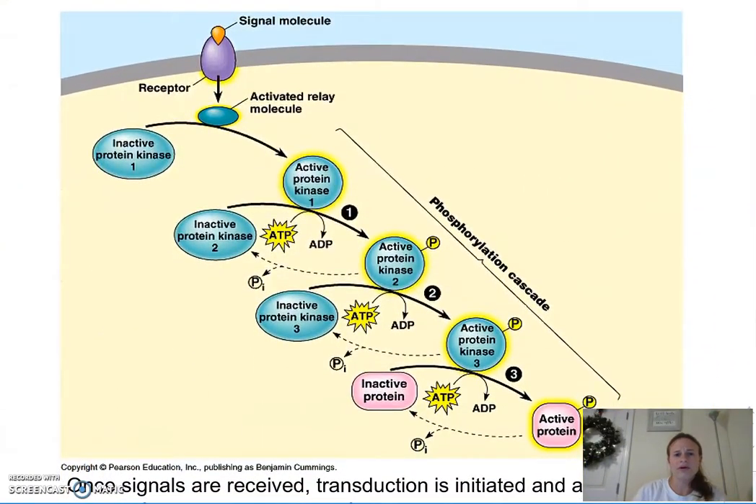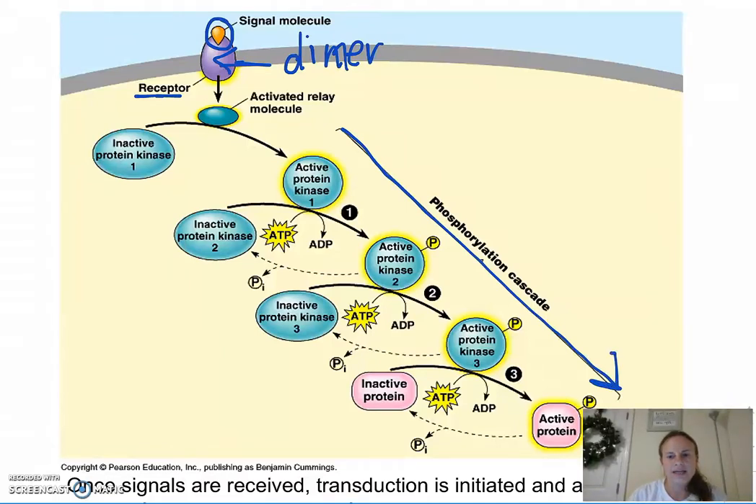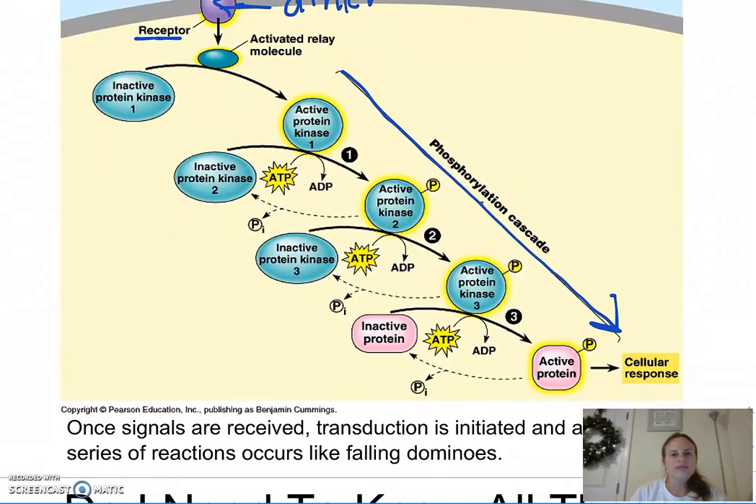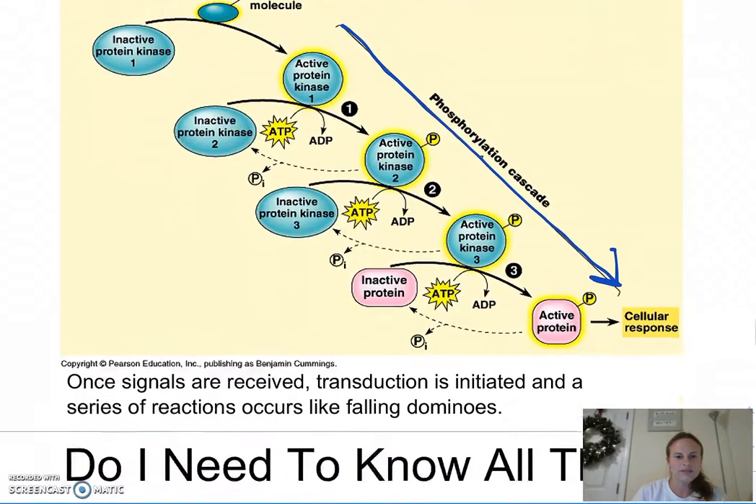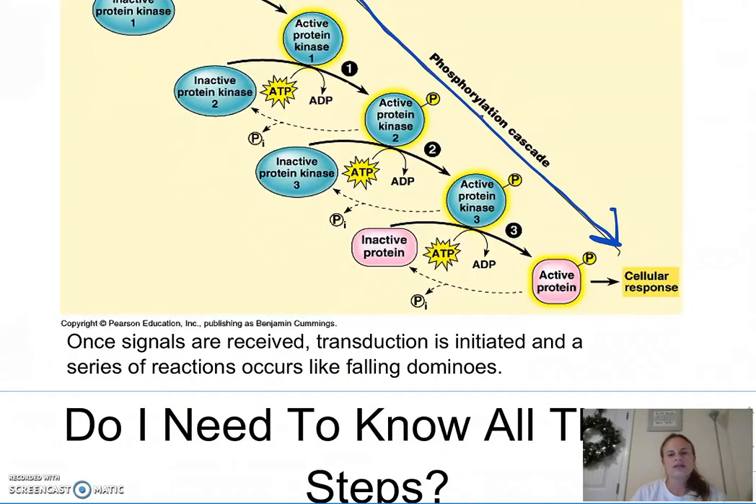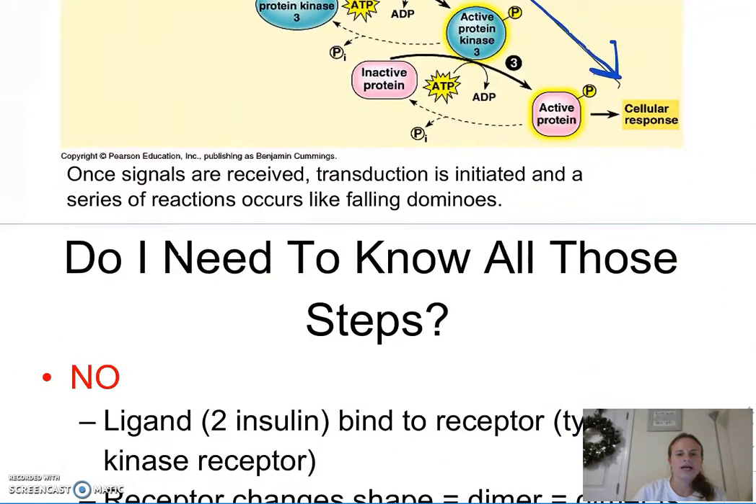So here's an example of what happens. You've got your receptor and you've got your signal molecule. This is an oversimplification. They're just showing one signal molecule. We know that two signal molecules need to bind to this receptor, which then forms a dimer, which also isn't shown. That will cause this activated relay molecule, which then sets off this phosphorylation cascade, which ultimately leads to some sort of cellular response.